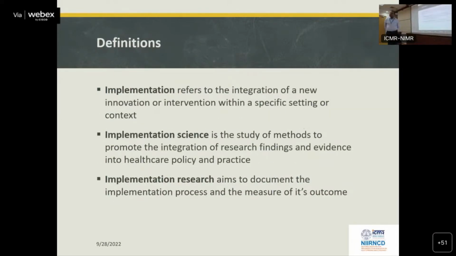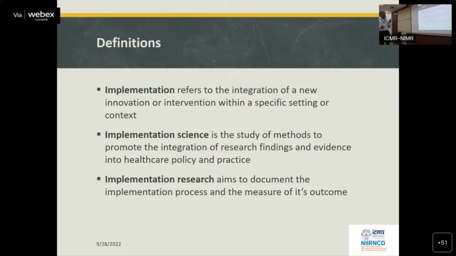So, the word implementation is a very straightforward, simple thing: how do you convert knowledge into an effective practice at the grassroots level or at the public health level. But academically speaking, we use three different terms. One is implementation per se, then there's a term called implementation science, and finally we have implementation research. Let us look into how they differ.